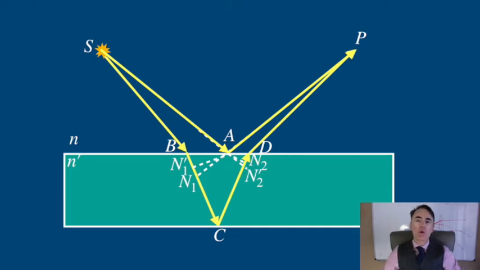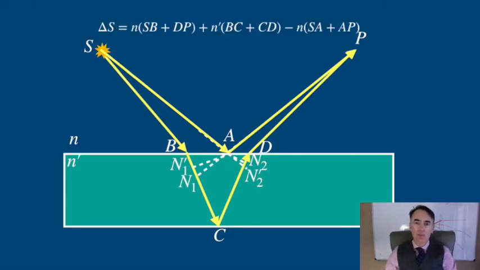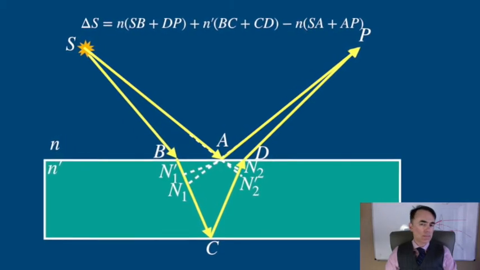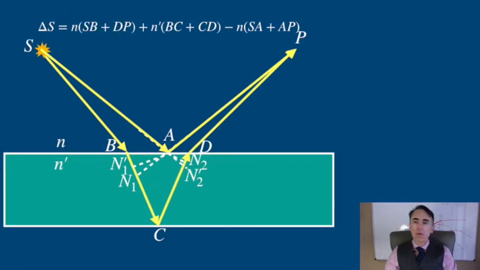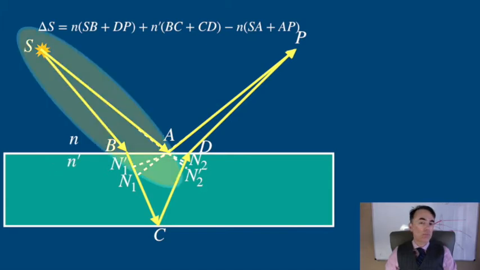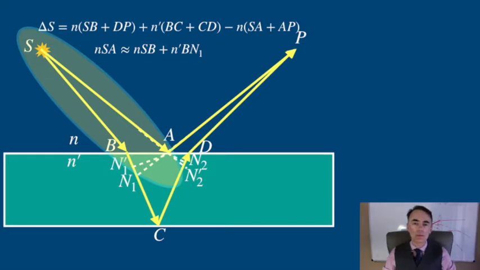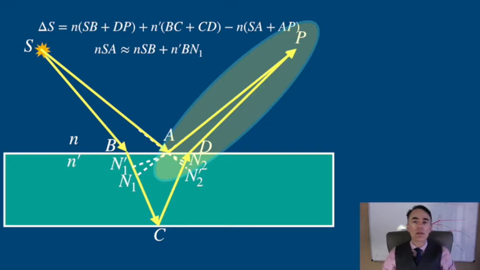The path difference between both rays of light that leave S and end at P is given by delta S. Here we consider that the longest ray path is partly inside the dielectric of index of refraction n'. Looking at these two portions of the paths, we can see that the path from S to A is approximately equal to the path from S to B plus the path from B to N1. From this other end, we can also see that the path from A to P is approximately equal to the path from N2 to D plus the path from D to P.